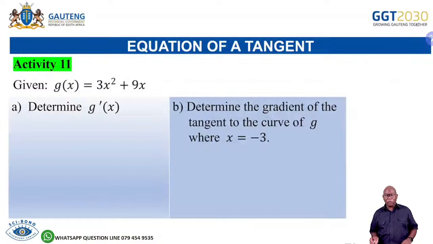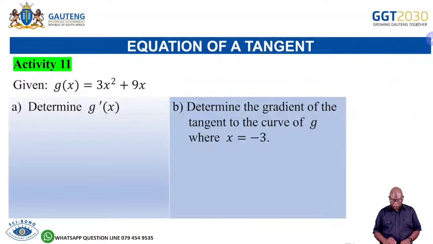But before you get the equation of the tangent, they might have asked the question directly and said, given g of x equals 3x squared plus 9, determine the equation of the tangent at x equals -3. But in this question, they've given you sub-questions that can help you get to the gradient, to the equation of the tangent. The first question they're asking is to determine g prime, the derivative of g. So how do I get the derivative of g?